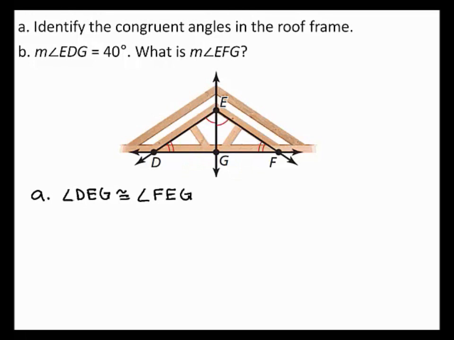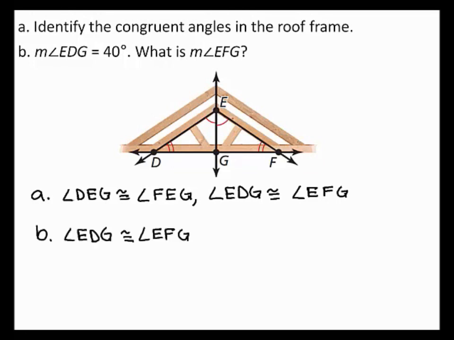In addition, angle EDG and angle EFG are both marked with double arcs. So, angle EDG is congruent to angle EFG. Next, in Part B, you are asked to find the measure of angle EFG. From the diagram and from Part A, you know that angle EDG is congruent to angle EFG.